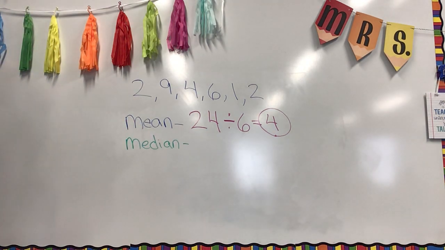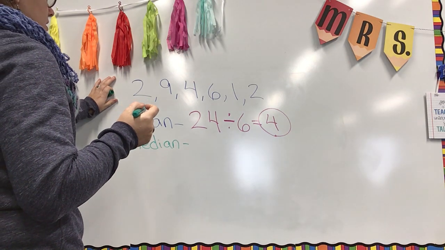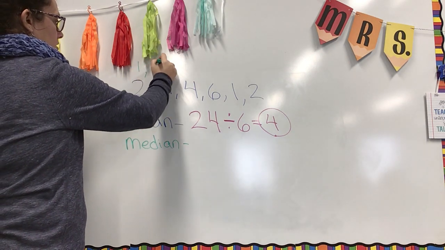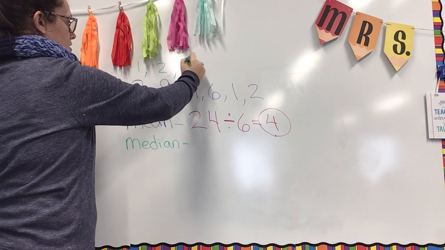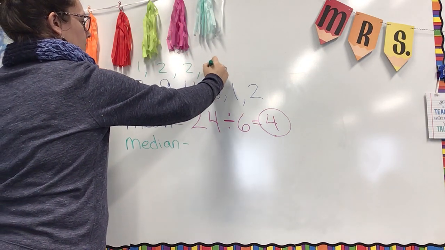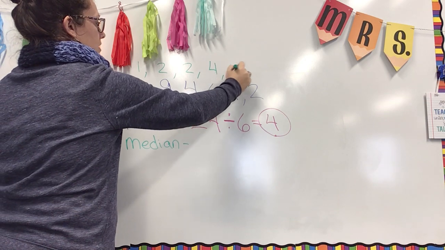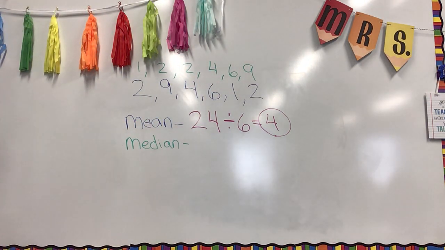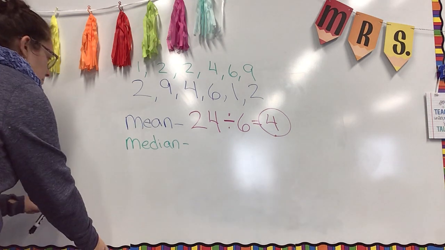Sophia? You have to put them in order first. I have to put them in order first. Ladies and gentlemen, biggest mistake in finding our median. Are these numbers in order from least to greatest? No, so let's rewrite them. 1, 2, 2, 4, 6, 9. Now are they in order from least to greatest? Yes.